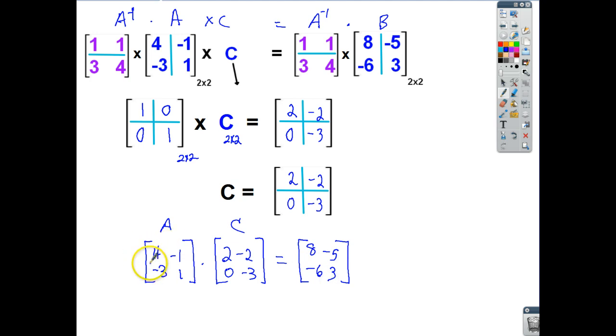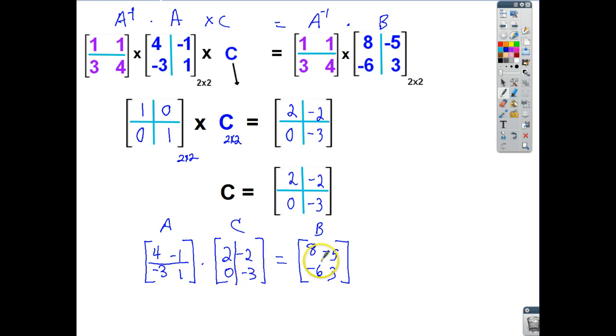Well, let's see if it's true. This one's broken up into rows. This one's broken up into columns. Row 1 times column 1, or 8 and 0, is 8. That checks. This is our B matrix. Row 1 times column 2, we have negative 8 and a positive 3.